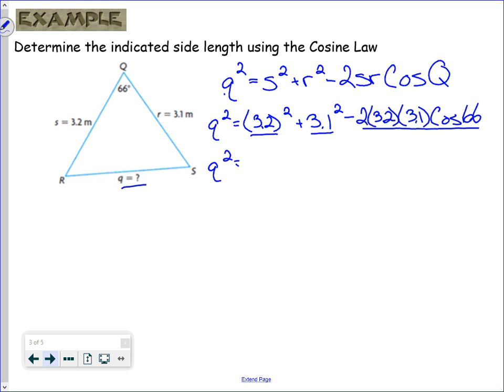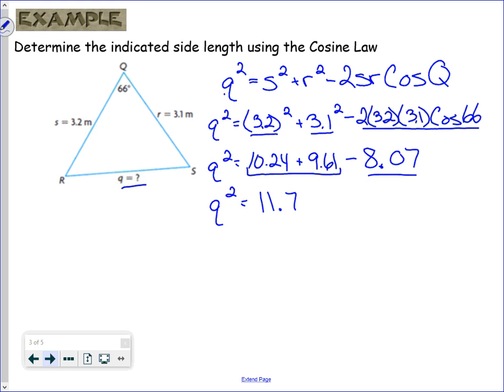So Q squared is going to equal 10.24. Then we're going to square 3.1, so 3.1 times 3.1 gives us 9.61. And when we multiply out 2 times 3.2 times 3.1 times cosine of 66, we can multiply all 4 of those together, and we'll get 8.07. Next, we want to figure out what Q squared equals. We'll add our 10.24 and our 9.61 first, and then subtract our 8.07. When we do that, we get 11.78. Our very last step is to square root both sides so that we figure out the value of Q, which is 3.43, and we're using meters, so 3.43 meters.